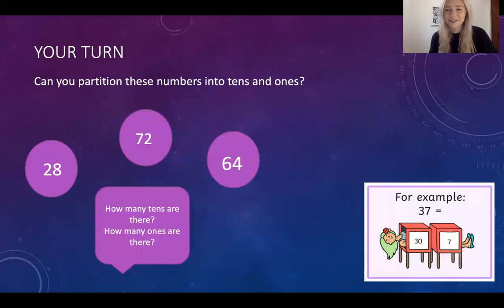Okay, let's go through the answers together quickly. So for the first number, for the number 28, you should have partitioned it into 2 tens, which makes 20, and 8 ones. For the next number, number 72, you should have partitioned it into 7 tens, which is 70, and 2 ones. And for the last number, you should have partitioned it into 6 tens, which is 60, and 4 ones. Well done if you managed to get those correct.